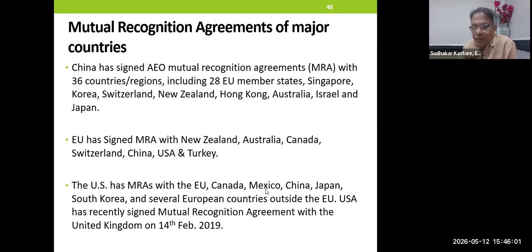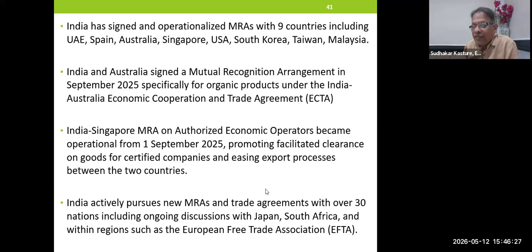China has mutual recognition agreements with 36 countries. EU has MRAs with New Zealand, Australia, Canada, Switzerland, China, USA, Turkey. US has MRAs with number of countries: EU, Canada, Mexico, China, Japan, South Korea, several European countries. As far as India is concerned, we have operationalized MRAs with 9 countries, including UAE, Spain, Australia, Singapore, USA, South Korea, Taiwan, and Malaysia.